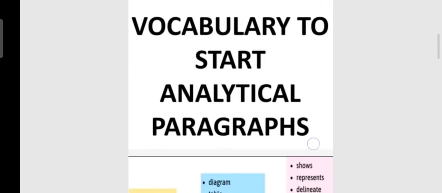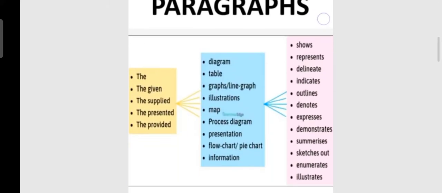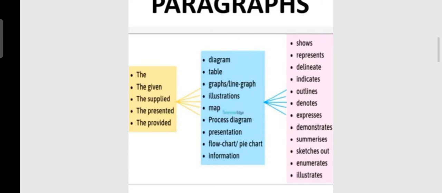Now, vocabulary to start an analytical paragraph. What kind of vocabulary can we use for writing this kind of paragraph? There are three tables given. The first table, given in yellow color, has a few words: the given, the supplied, the presented, the provided. You can see that the second table is in blue and the third is in pink. So we can pick words from each table to start writing the paragraph, like the diagram shows.